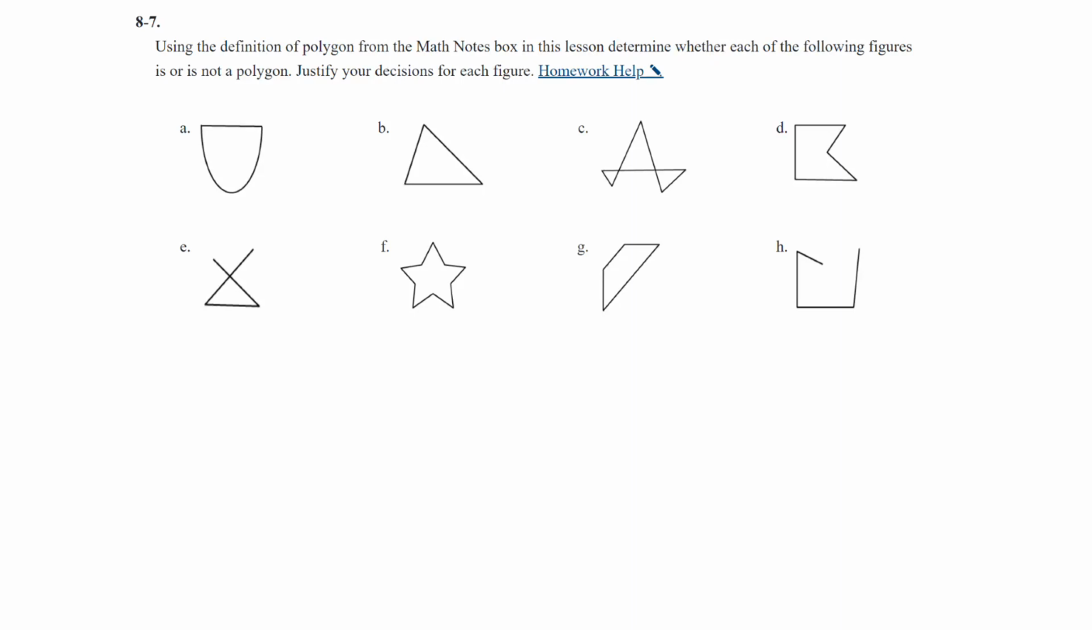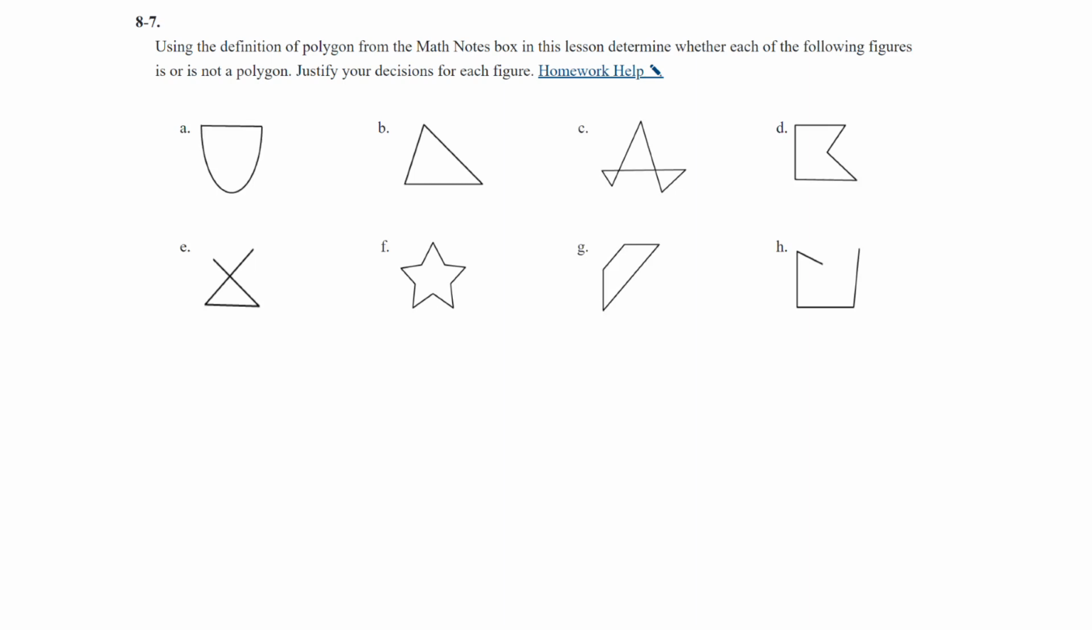Question 7. Use the definition of polygons from the math notes box in this lesson. Determine whether each of the following figures is or is not a polygon. Justify your decisions for each figure. And if you go back to the math notes box, it was talking about convex and non-convex polygons, but the very first sentence, I'll read it to you.